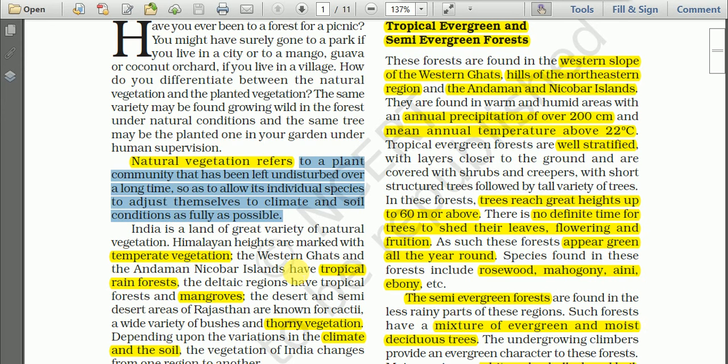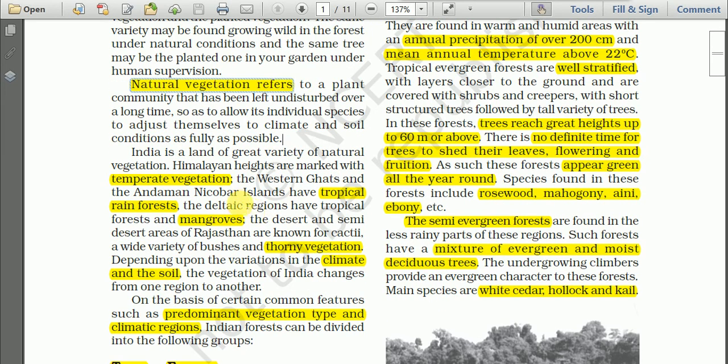So, natural vegetation refers to a group of plants that has been left undisturbed over a long time. This community of plants has not been disturbed by human beings. They have grown naturally, and these are known as natural vegetation.